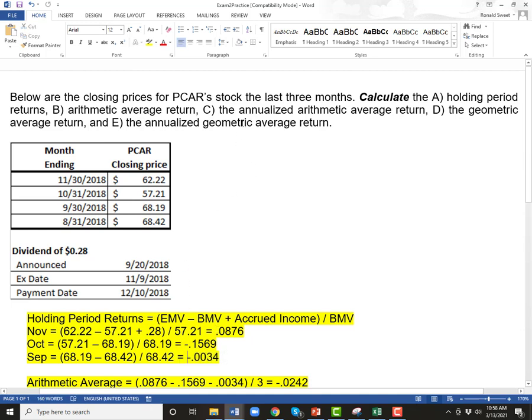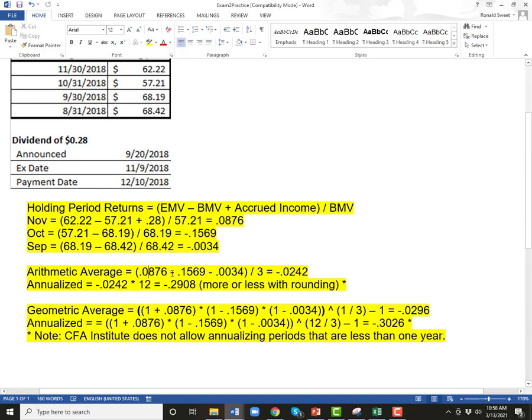Now we've got our holding period returns, we're done with that. Now we want to get the arithmetic average and the annualized arithmetic average. Well, the arithmetic average is just those three numbers added together and divided by 3. If you have 3 months, you divide by 3. If you have 5 months, you divide by 5. So 0.0876 minus 0.1569 minus 0.0034. You take those, and their average is actually negative 0.0242.